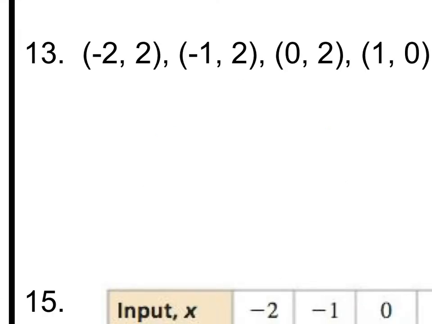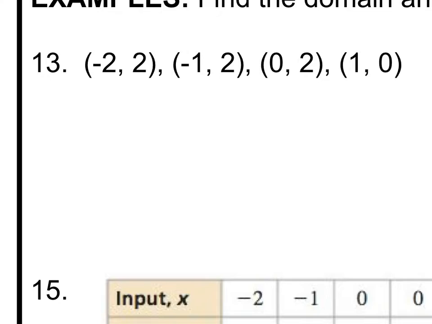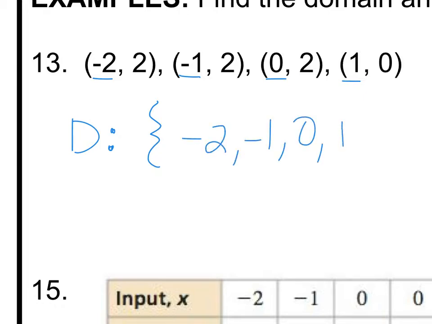My domain are my x values. So I'm going to do these in different colors, hopefully that helps. Domain, I'm going to do in blue. I want my x values, which would be -2, -1, 0, and 1. When we do this, we usually write it in brackets. I know this is kind of weird, but you're going to draw these little squiggly brackets. And you're literally going to list out your x values. My x values are -2, -1, 0, and 1. That's my domain.